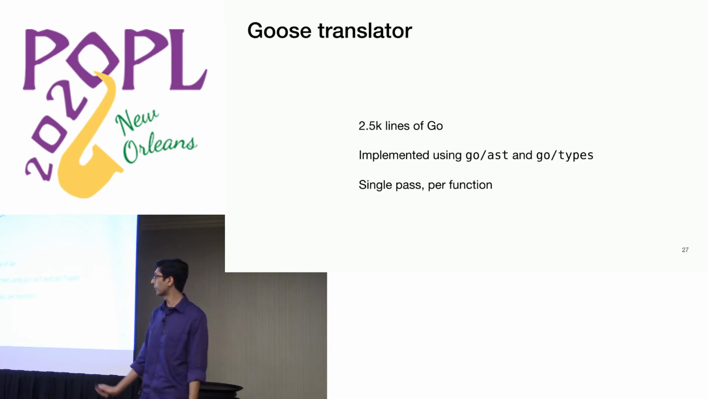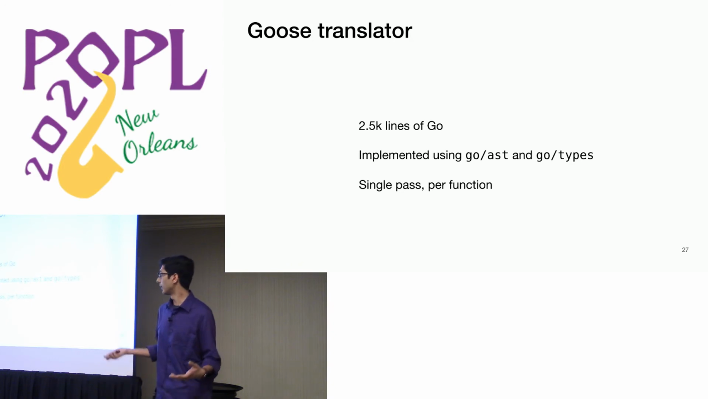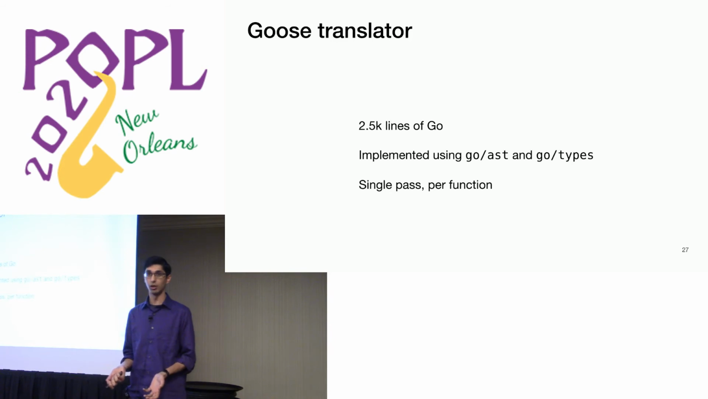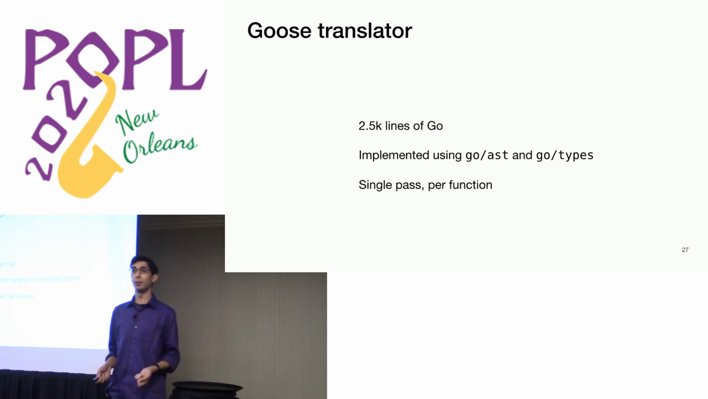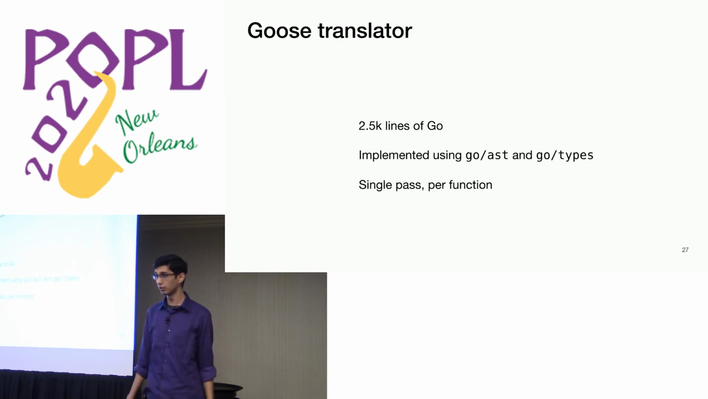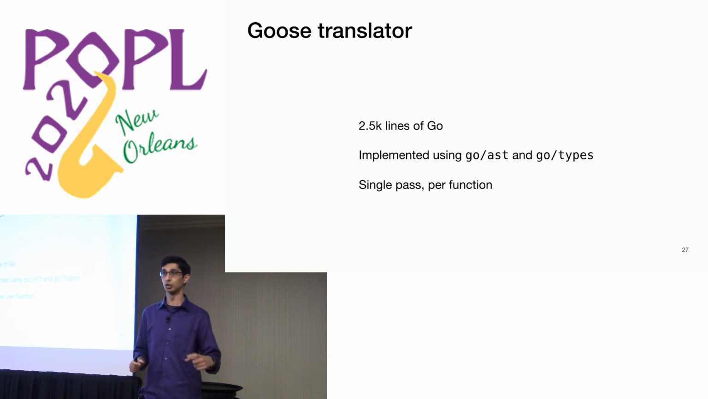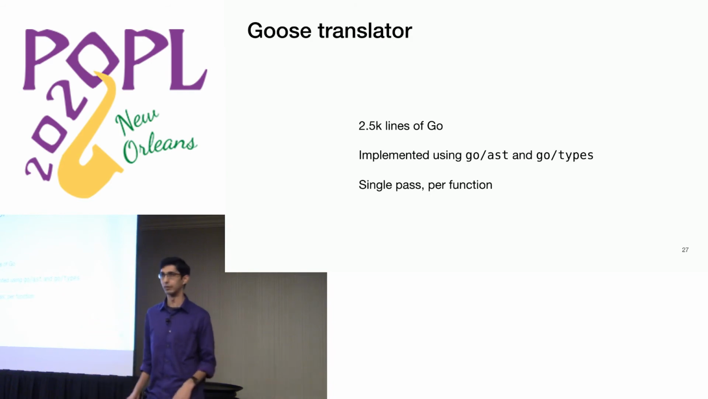I'll mention a little bit about the Goose translator. The translator is 2,500 lines of Go code. It's implemented in Go because it uses the go/ast and go/types packages. These implement a production-quality type checker and parser for Go, which is reasonably sound. From talking to the Go team, it's not literally the Go type checker, but all the Go static analysis is built on these packages. It's very simple: a single pass that handles each function in isolation. We can do this because the process is so syntactic and because we have good type information to disambiguate various things.